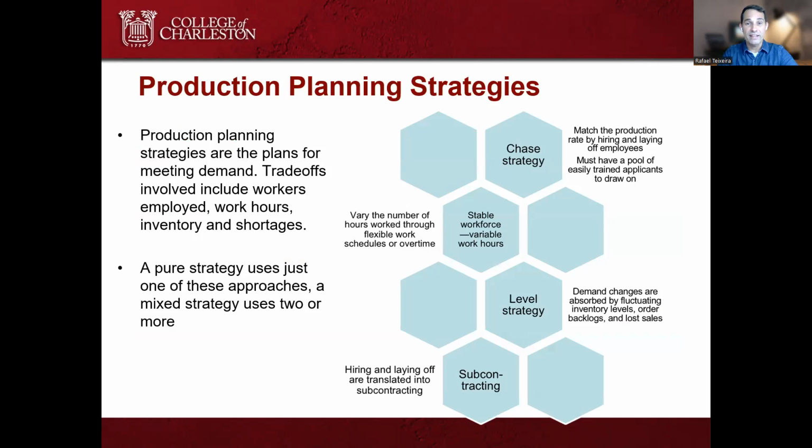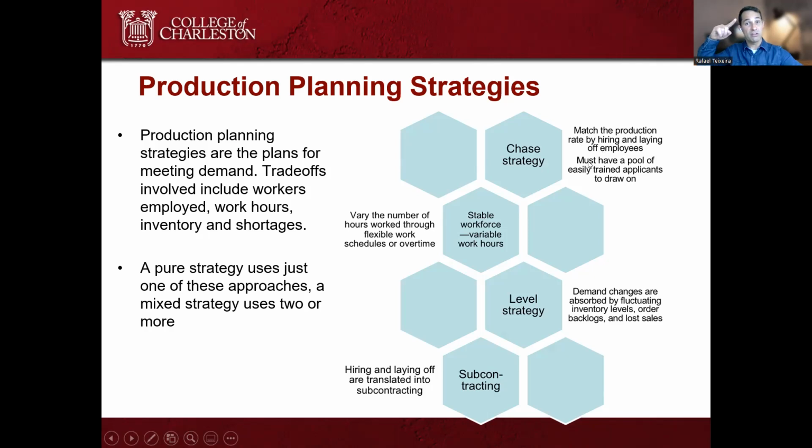What production planning strategies can the company follow? There are some production planning strategies that the company can use, and they are related to what we are going to do if the demand changes. One strategy is the chase strategy. If the demand goes up, we increase production, we increase capacity. If the demand goes down, we decrease capacity. That's the chase strategy: match the production rate by hiring and laying off people.